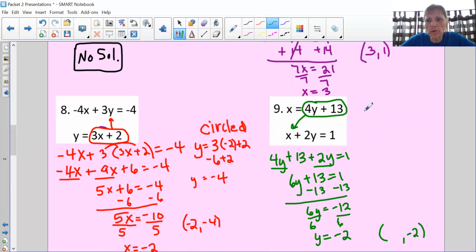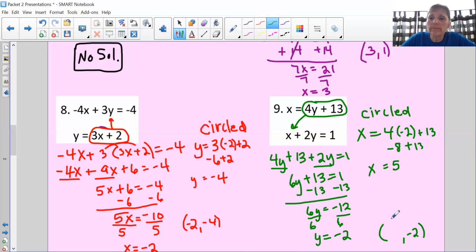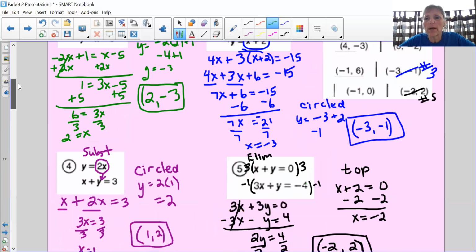Okay, again, I'm going to use the circled equation, the one with the circled in it. And y is -2. So x equals 4 times -2 plus 13. Okay, 4 times -2 is -8 plus 13. And these are opposite signs, so I'm going to subtract. I do get a 5, and the sign of the larger is positive. So x is 5. And that's what we were looking for. So 5 comma -2 is the answer to number 9.